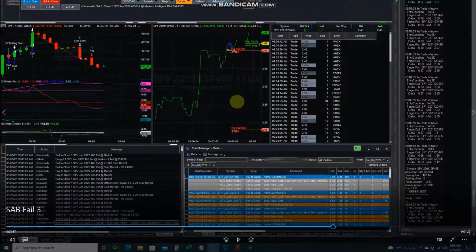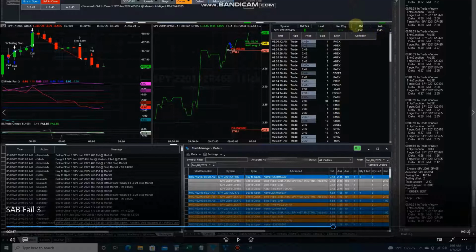We're tracking the price of the option in this panel here. As you can see, we entered at 242, and currently this is like a placeholder trailing stop. It hasn't been activated yet, and the price has gone up to 245. That is to say, the last price is 245.